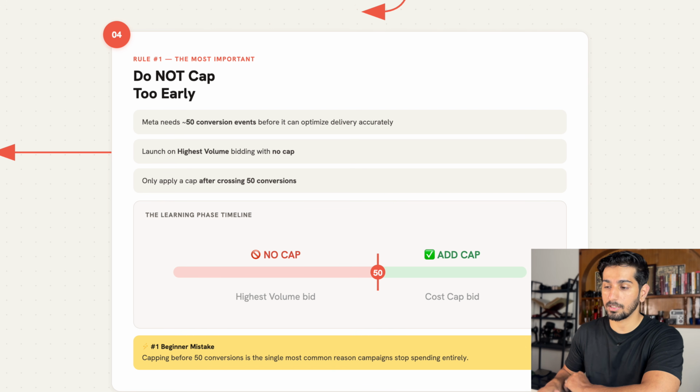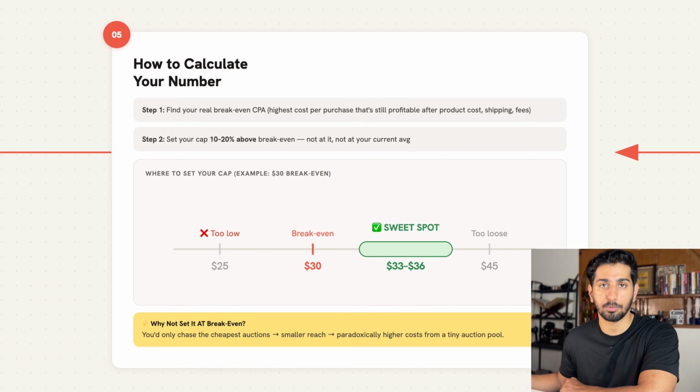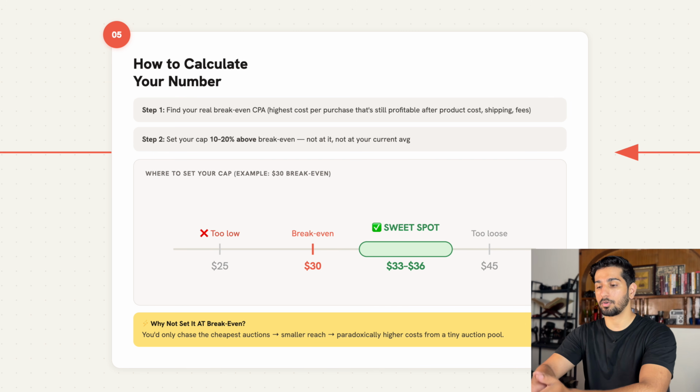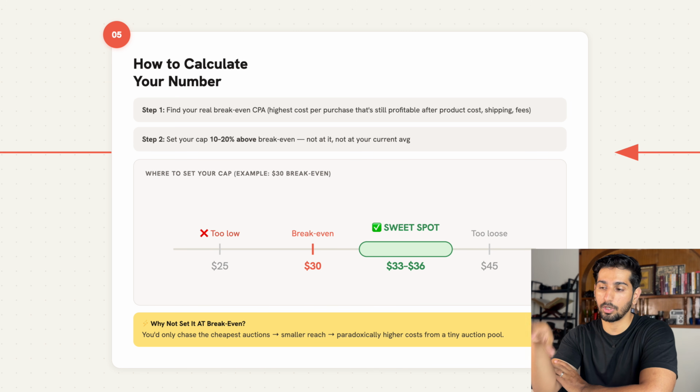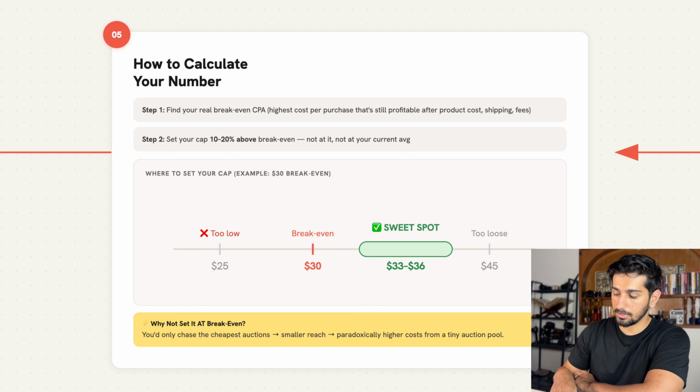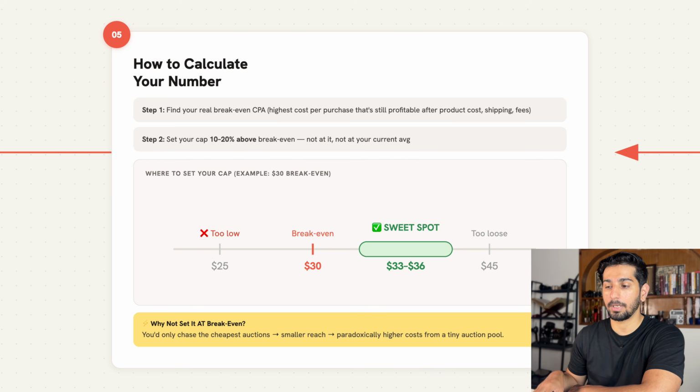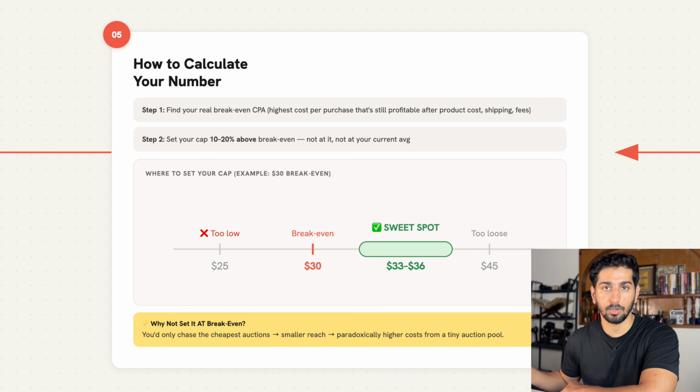The second thing to understand is how do you even calculate what your cost cap should be? And this is also very important, because if you set the wrong cost cap, you're setting your campaign up for failure. So let's jump right into it. First and foremost, what you need to find is your real break-even cost per purchase, which means the highest cost per purchase that you can pay and still be profitable after product cost, shipping cost, all your other costs, right? This is very important to understand before we set a cap on our ads. So once you figure this out, you want to set your cost cap about 10 to 20% above that number. If your real break-even cost per acquisition is about $30, you set your cost cap 10 to 20% above that.